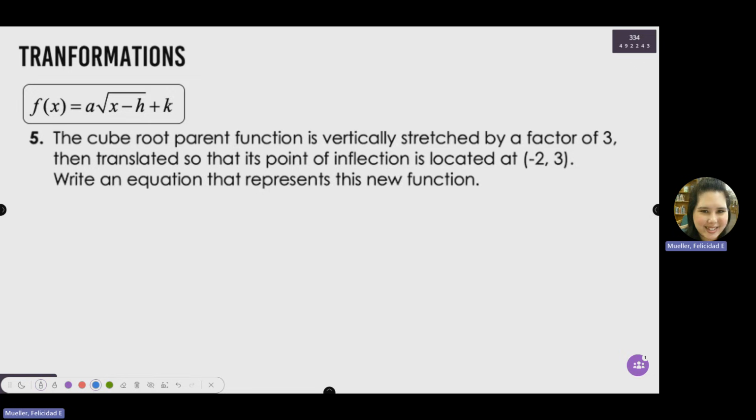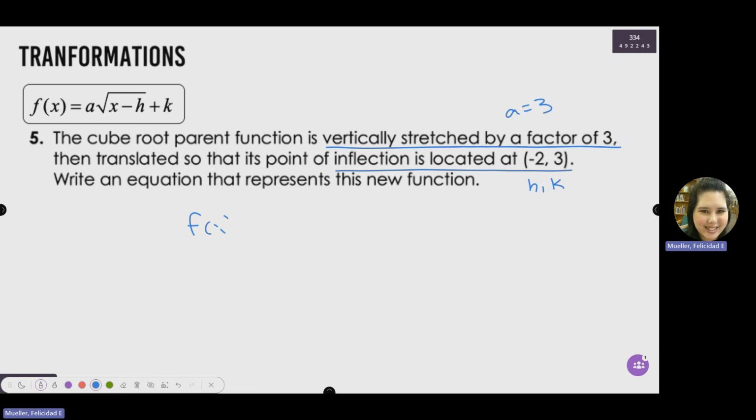All right, let's check your work. We have a parent function that is stretched by a factor of 3, so a equals 3. Translated, so the inflection point is -2, 3, my h comma k. Write an equation that represents this new function. So we're just going to plug it in.